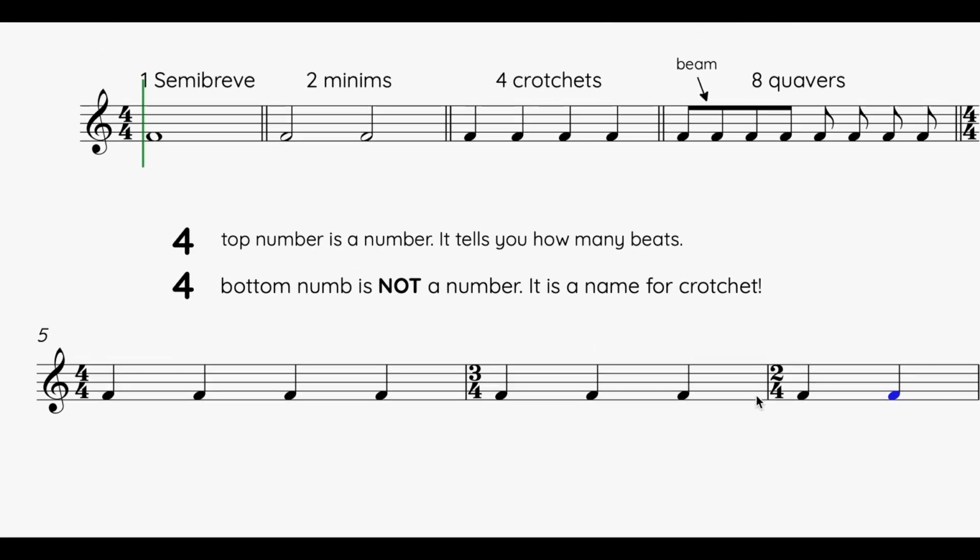Okay, so you could have 1 crotchet, that would be 1 4. You can have 5 crotchets in a bar. You can have as many crotchets in a bar as you like. Of course, it can become not very practical.